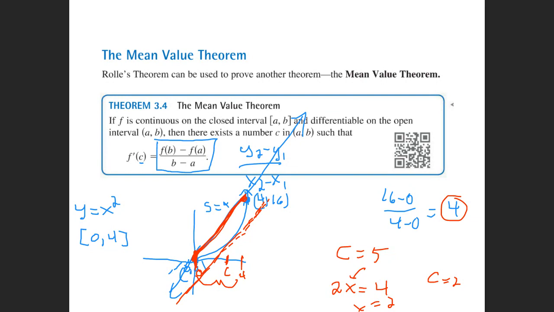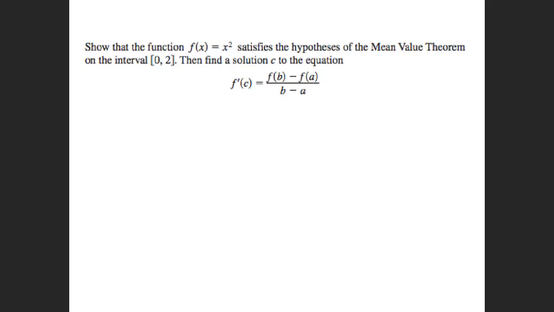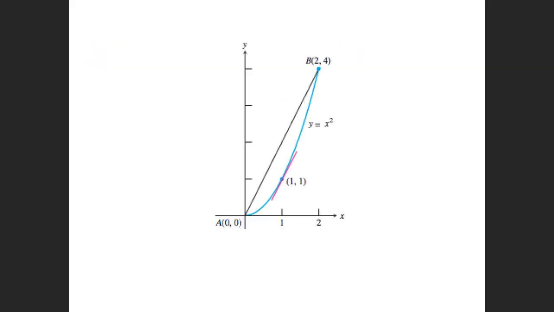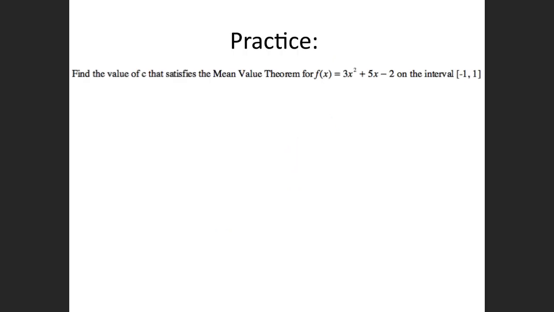So visually, this is what they're doing. They're just saying that there has to be a point C, someplace in the interval, where the tangent line and the secant line are both parallel. That means they have the same slope. Okay, that is what the mean value theorem says. Oh, and that was mean value theorem again. All right, and here's a diagram if you did it between 0 and 2.